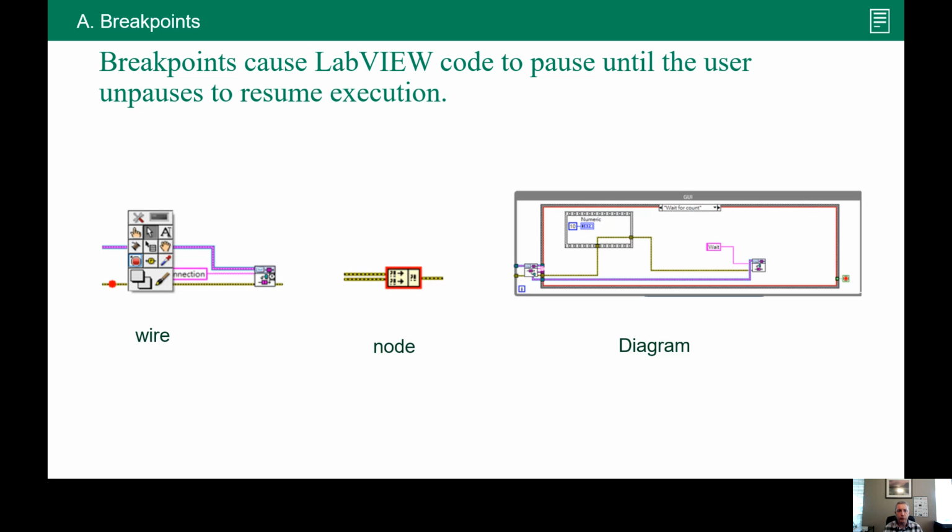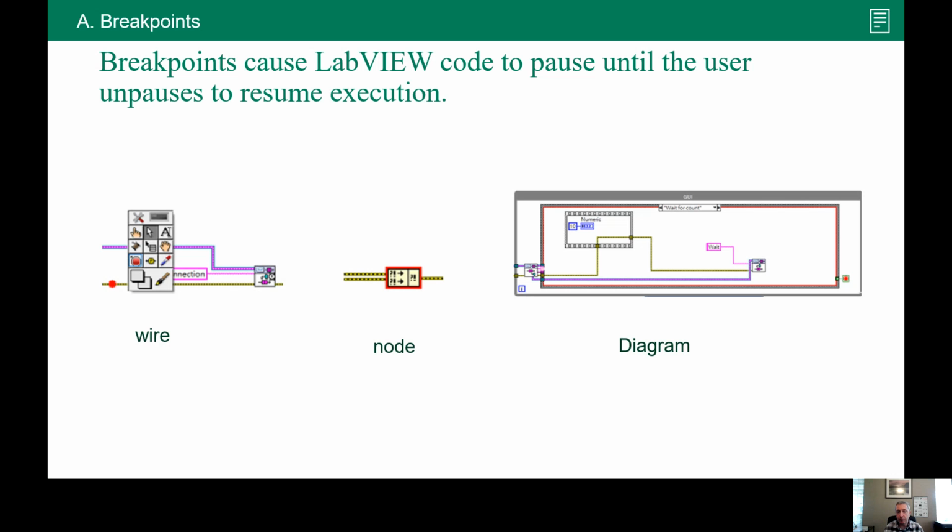And most of the time when we use breakpoints, we are using them to pause LabVIEW execution at a particular point on the block diagram. And the most common place we place breakpoints is on wires. We want the code to pause as data is flowing from one node to another node. We want to pause in between those to be able to determine some sort of problem that's happening.